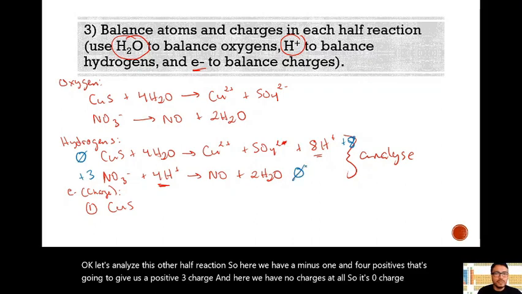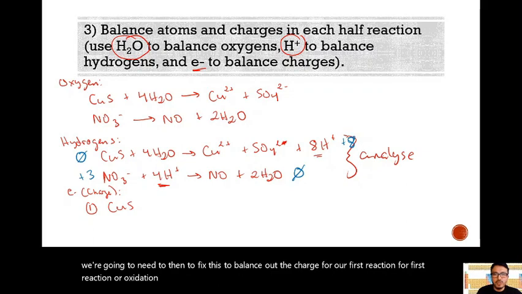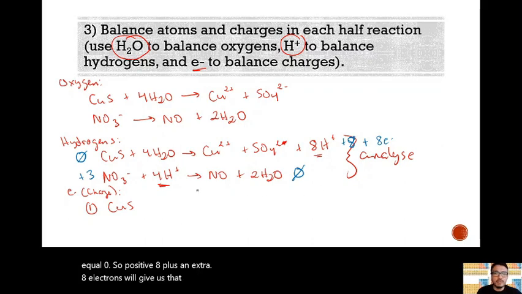So we're going to need to then, to fix this, to balance out the charge for our first reaction, our oxidation reaction, we're going to need to make sure that this end will eventually equal 0. So positive 8 plus an extra 8 electrons will give us that 0 charge. Now that side is balanced. We'll rewrite this here.